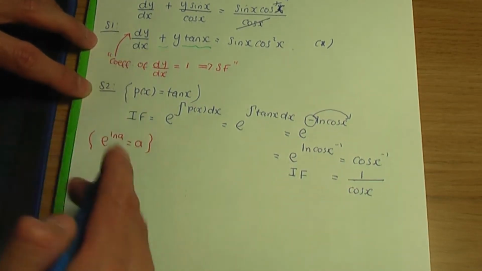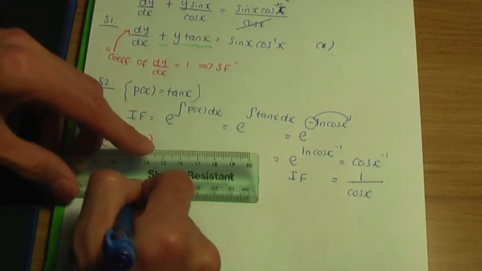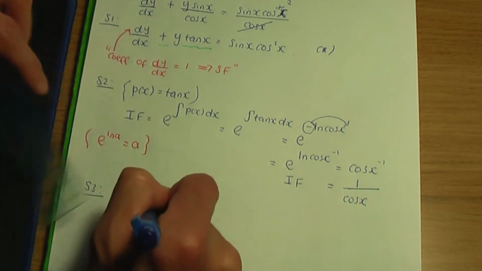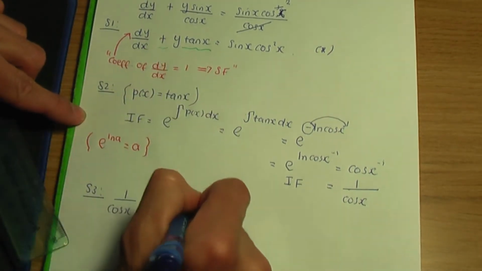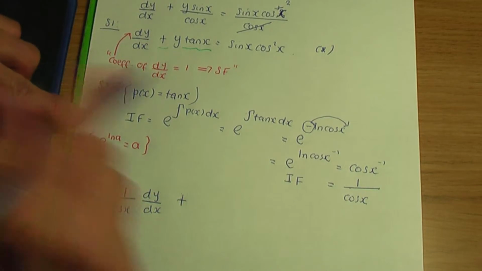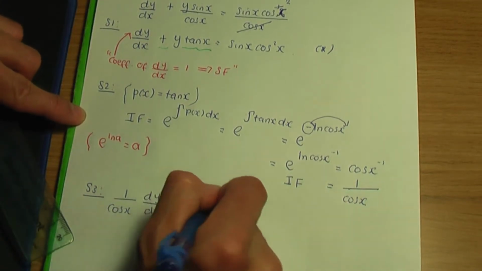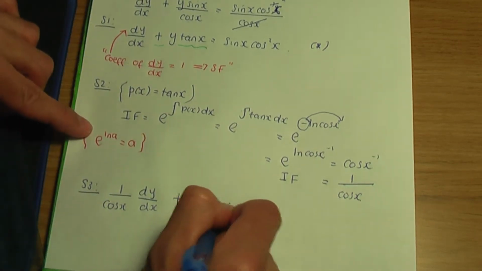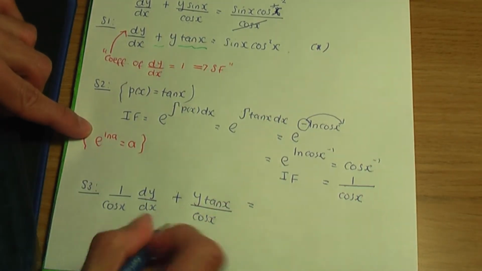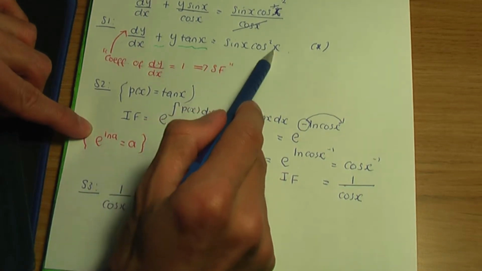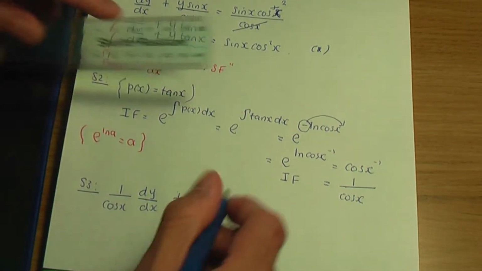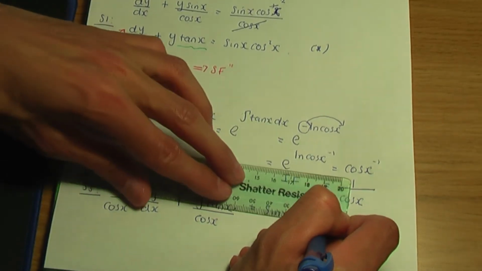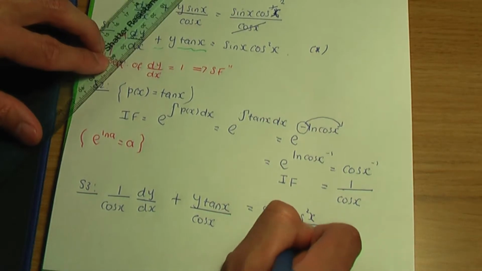1 over cos x times dy over dx is 1 over cos x dy over dx plus y tan x times 1 over cos x, which is y tan x over cos x. That is equal to sin x cos squared x times 1 over cos x, which is sin x cos squared x divided by cos x.